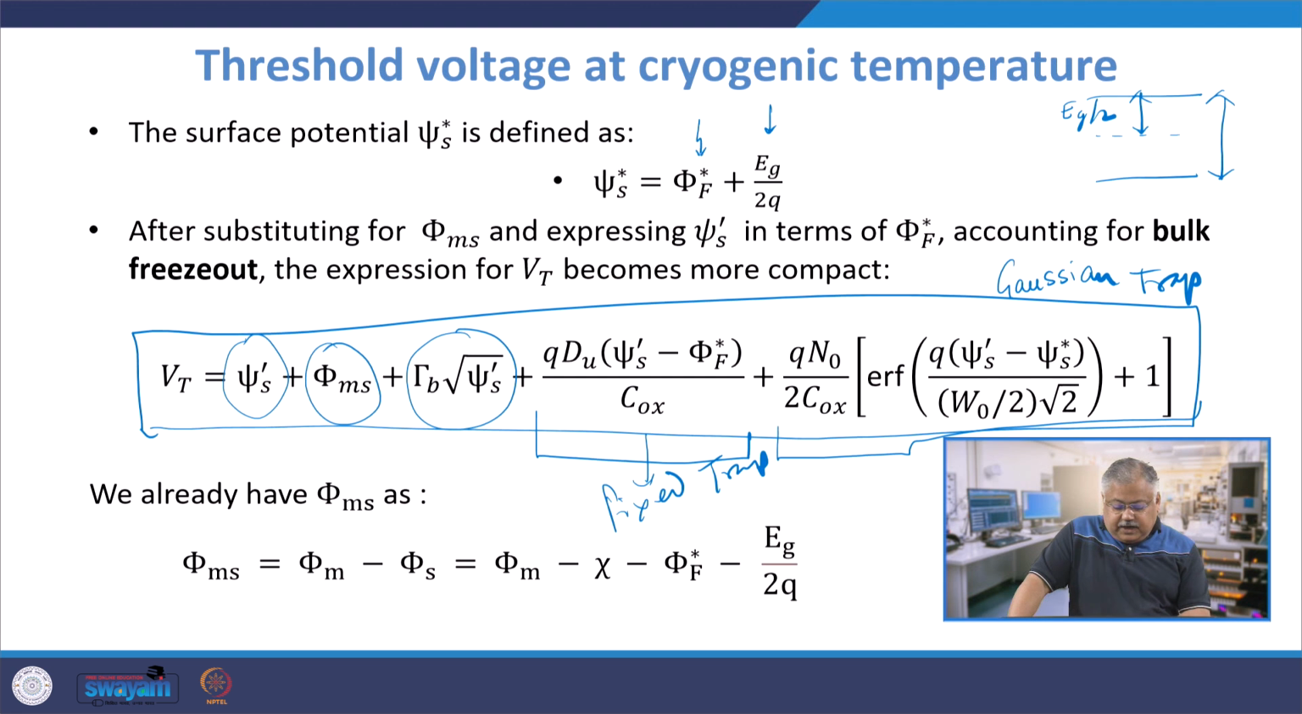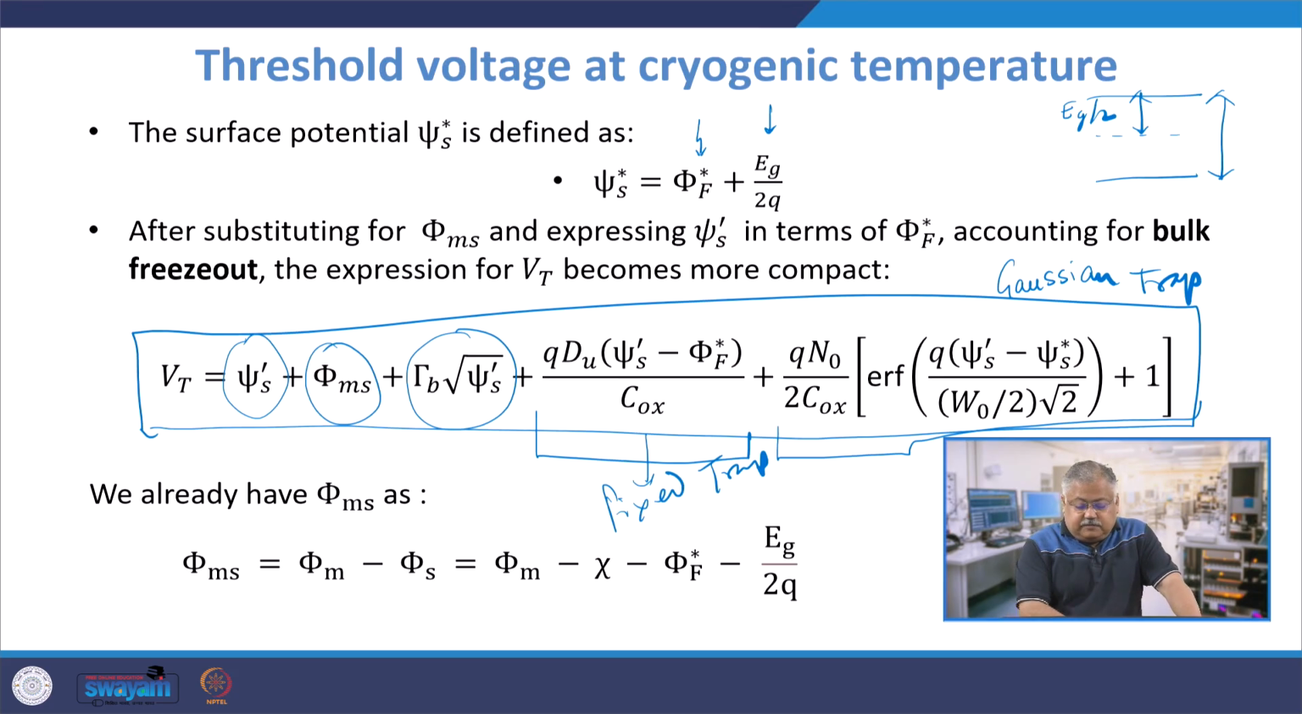This phi m minus phi s, this phi s can actually again be broken down, as I discussed with you earlier, into electron affinity chi minus phi f star minus Eg by 2. So, if you look at this expression here, which is the threshold voltage expression in the first place, it consists of two parts: psi S star and psi S prime.